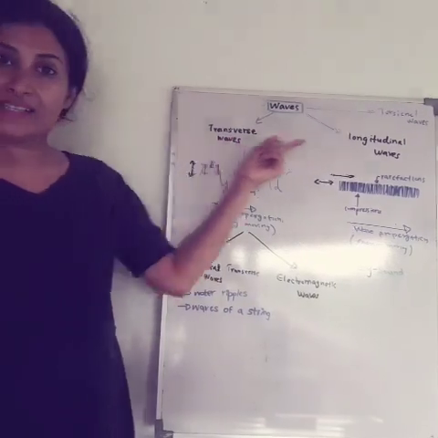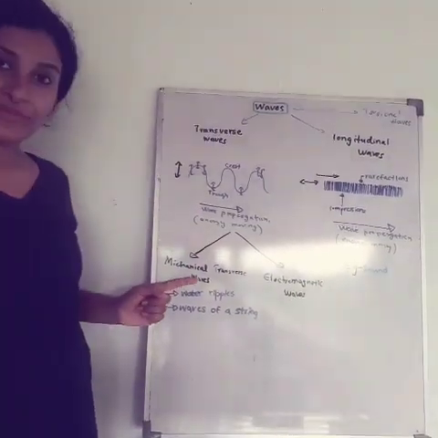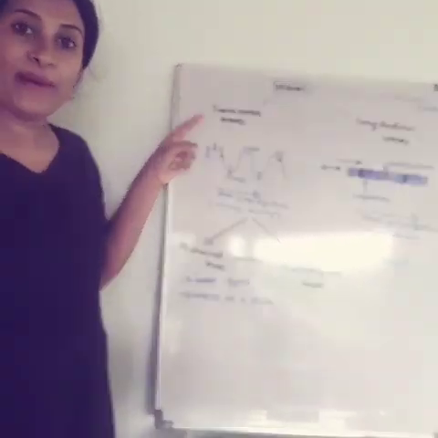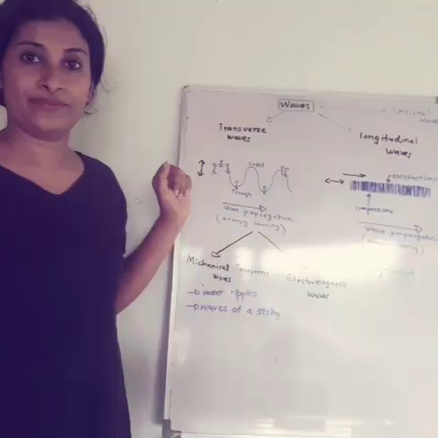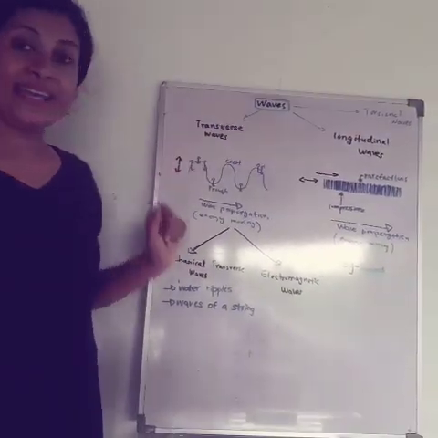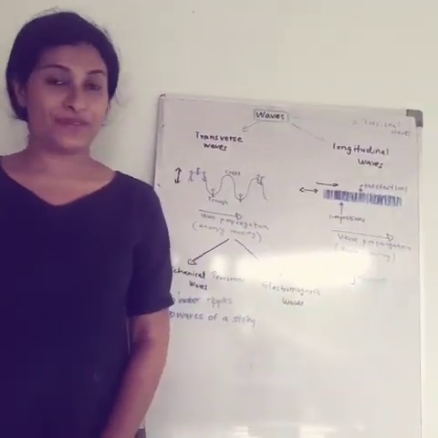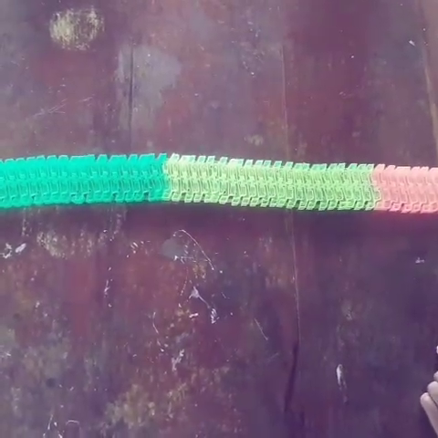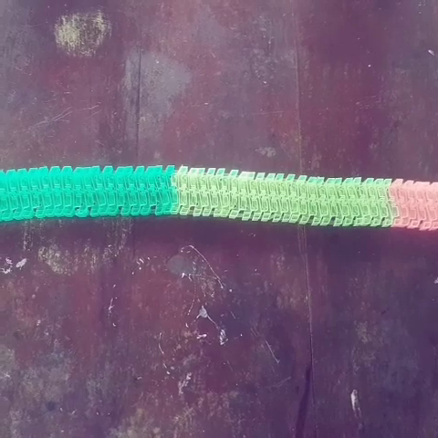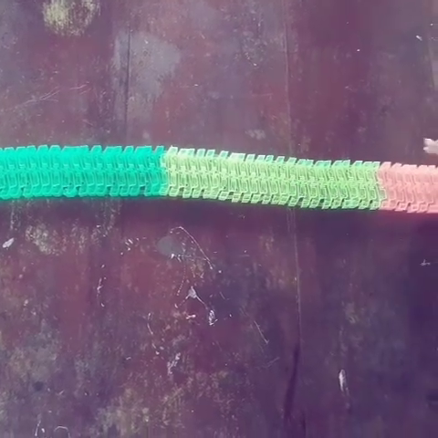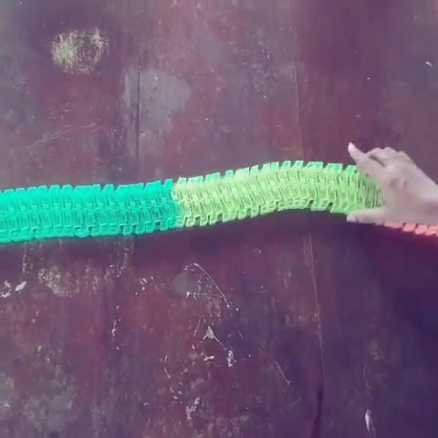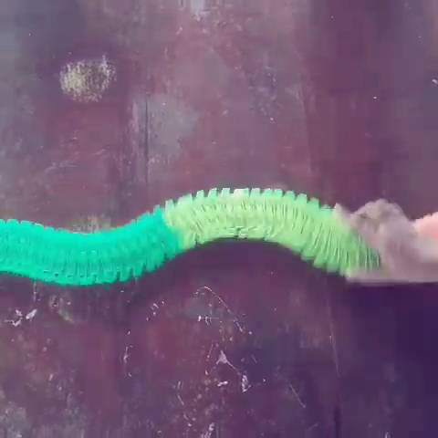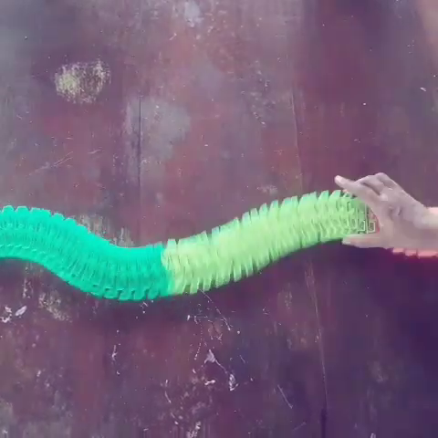When we discuss transverse waves, these waves occur through vibrating particles. I can demonstrate the occurrence of transverse waves with this toy. In transverse waves, we have to move our hand up and down. The hand movement is an up and down movement.